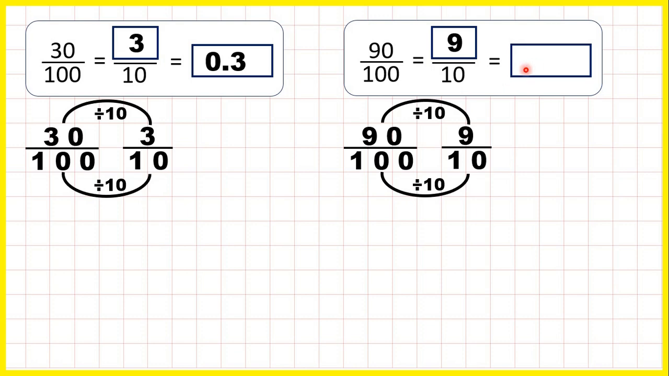Now as a decimal, we could write 90 hundredths as 0.90 because the second digit after the decimal point is our hundredths digit, and we have 90 hundredths. But again, we don't need to write zeros on the end of decimals. And the reason for that is that 90 hundredths is equivalent to 9 tenths, so we can just write 0.9.